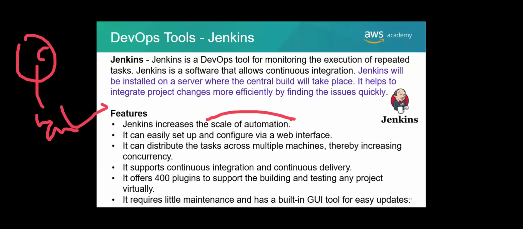Automatically scaling by itself. So we are able to easily set up and configure it via web interfaces. It supports continuous integration and continuous delivery. It offers around 400 plugins to support building and testing virtually any project. That means we can test the projects virtually, online itself. Plugins means, based on what application you are designing and what you want for it, we can add it.